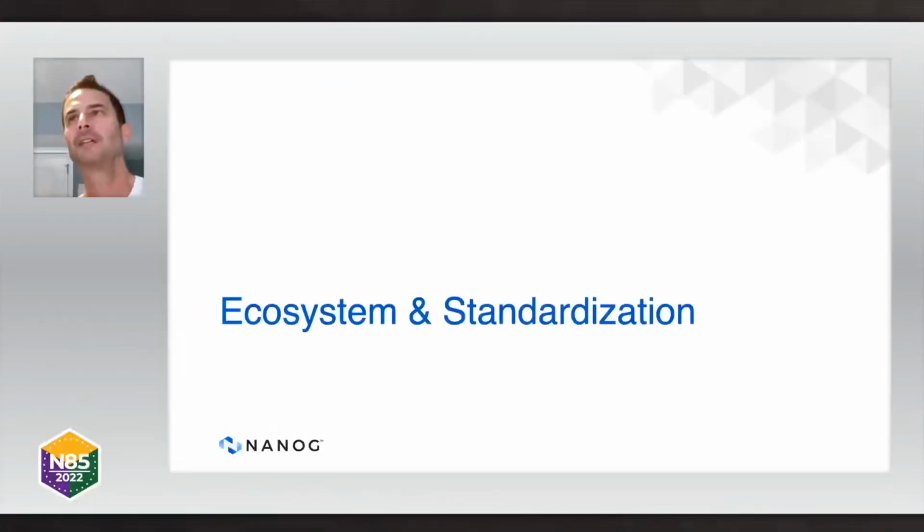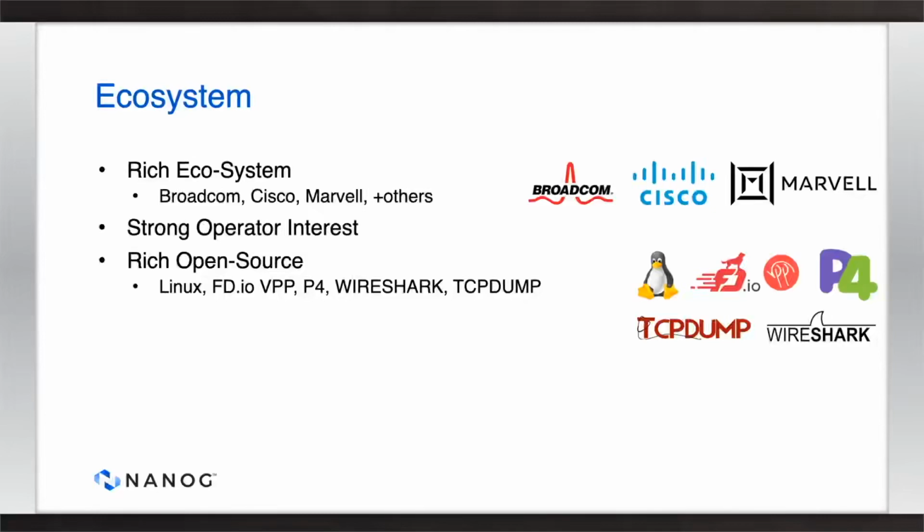So where are we today? What's the ecosystem? What's going on? How's standardization going? So there's a broad ecosystem here, right? We've mentioned Broadcom, Cisco, Marvell, others. Broadcom has the Jericho 2 implementation today. It's actually in shipping microcode.